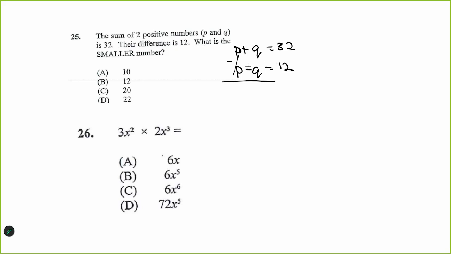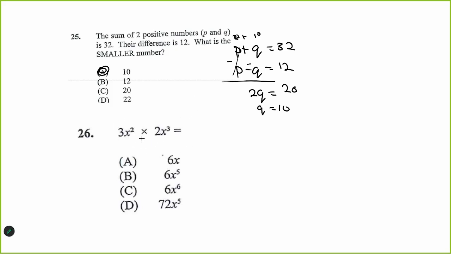Cancel this out and I get 2q is equal to 20, right? 32 minus 12 is 20, so q is equal to 10. So if q is equal to 10, then p would have to be equal to 22. So the smaller number would be 10.